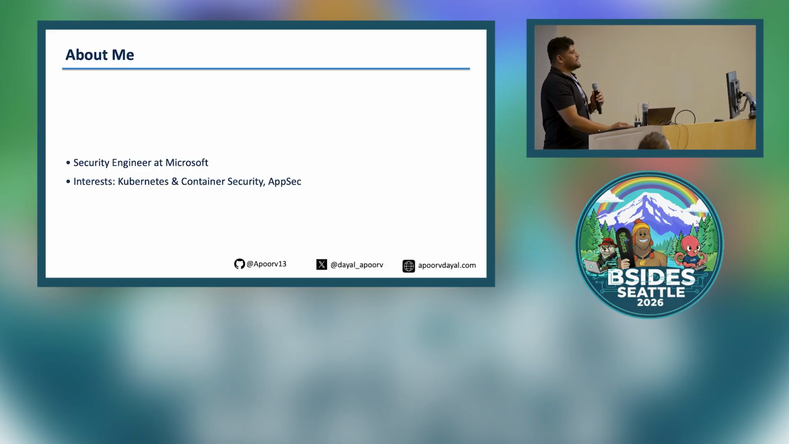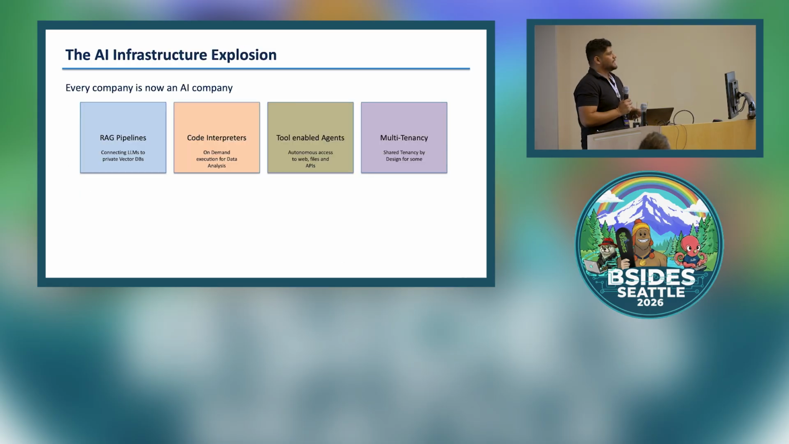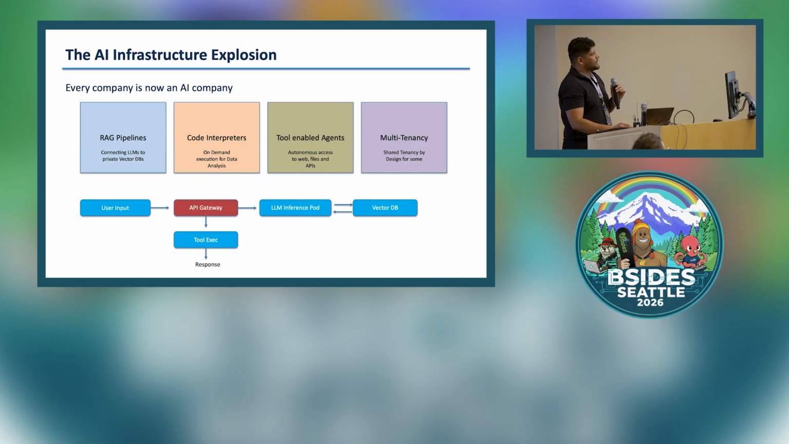Quick background about me. I'm a security engineer at Microsoft with research interest in Kubernetes, containers, and application security. So here's the reality. Every company is now an AI company. If you're not already running LLMs in your Kubernetes, you will be soon. And look at this architecture. The user input comes in, goes through an API gateway, talks to an LLM inference pod, maybe talks to a vector DB, and here's the interesting part, tool execution. AI today have access to loads of tools, be it for code execution, web fetching, file access, anything that you'd want. And as a security engineer, that's where the real stuff is.